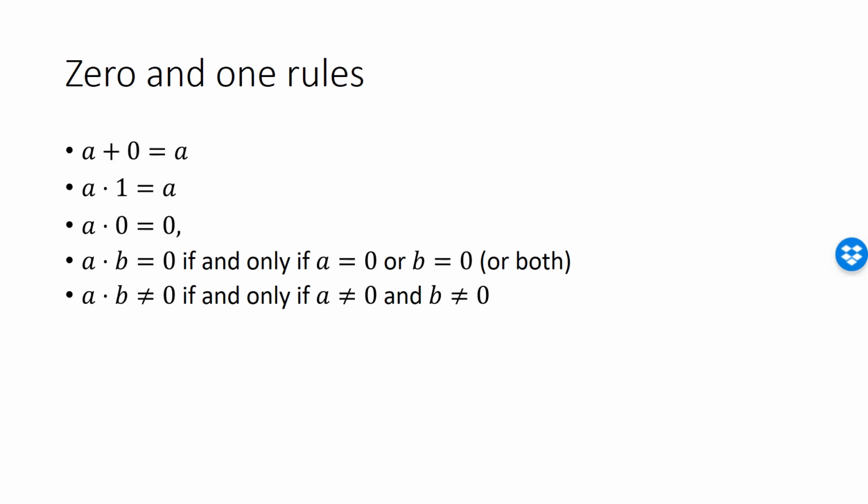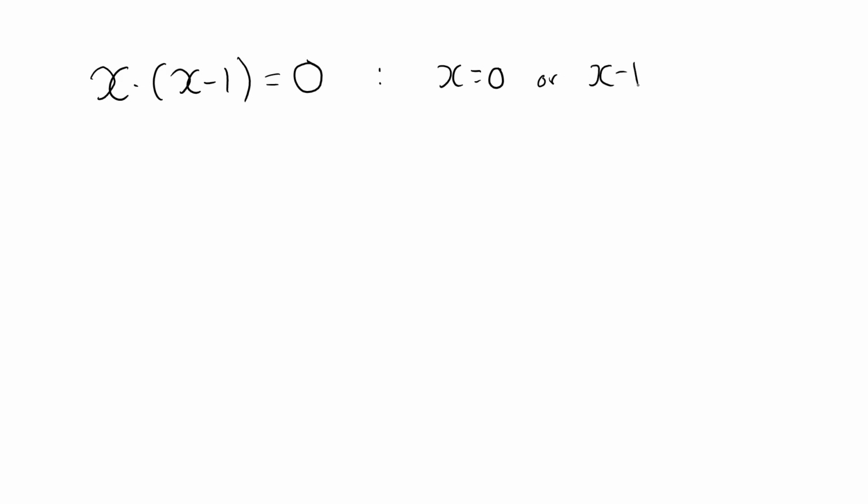We use them quite a lot, for example, when solving equations. If I know that x times (x minus 1) is equal to 0, then this rule tells me that x is equal to 0 or x minus 1 is equal to 0, which means that x is 1. So x can be 0 or x can be 1, but no other x will satisfy the equation.